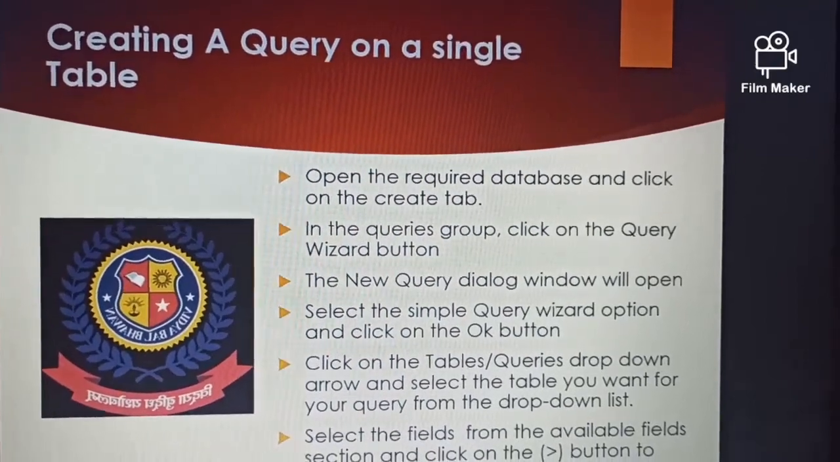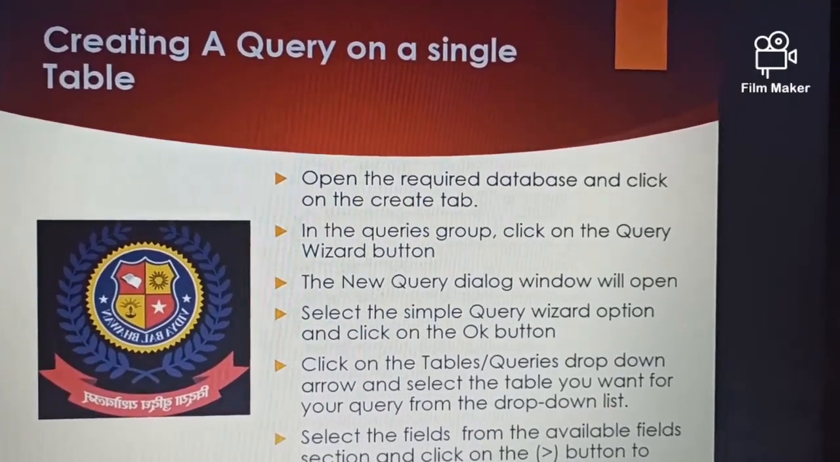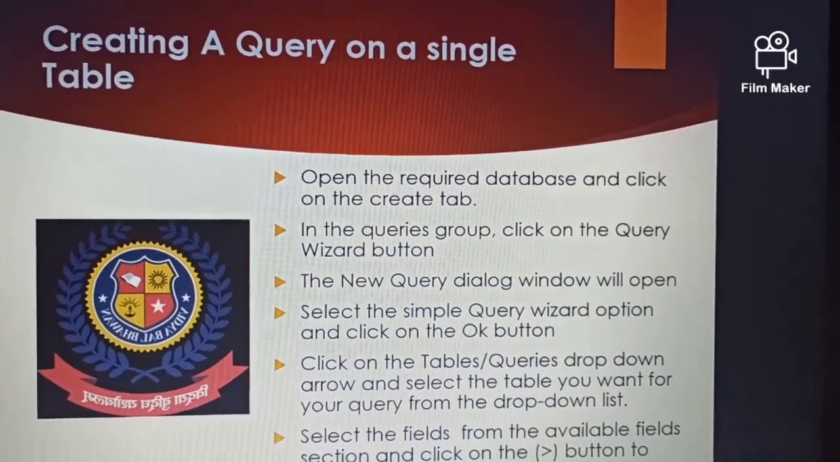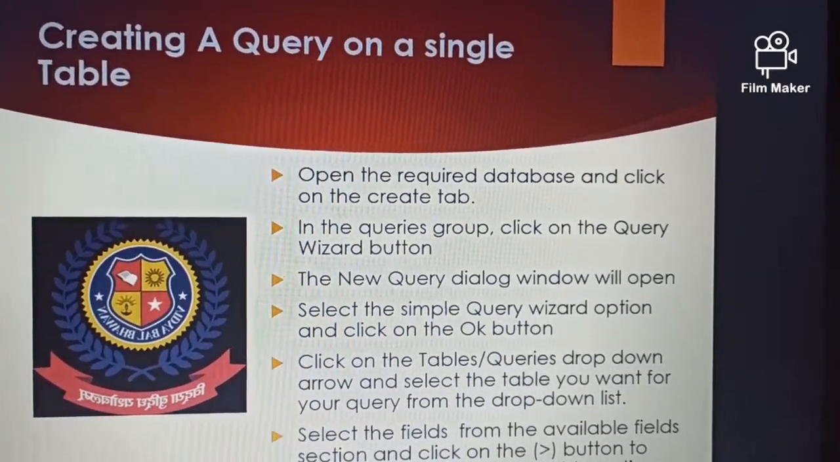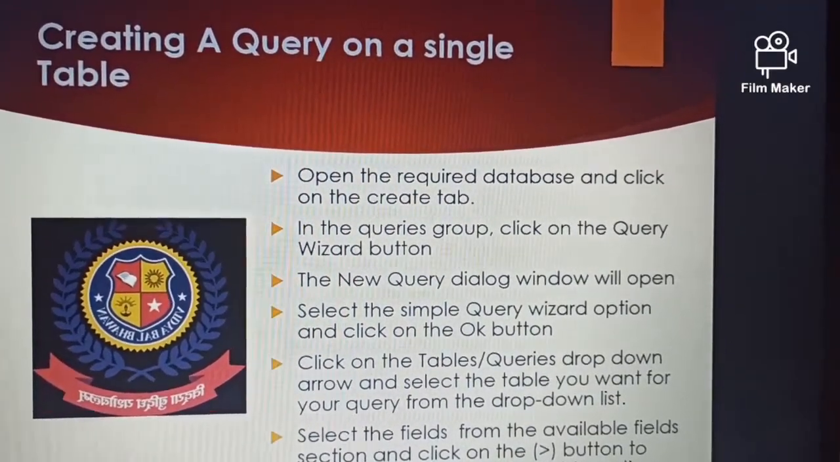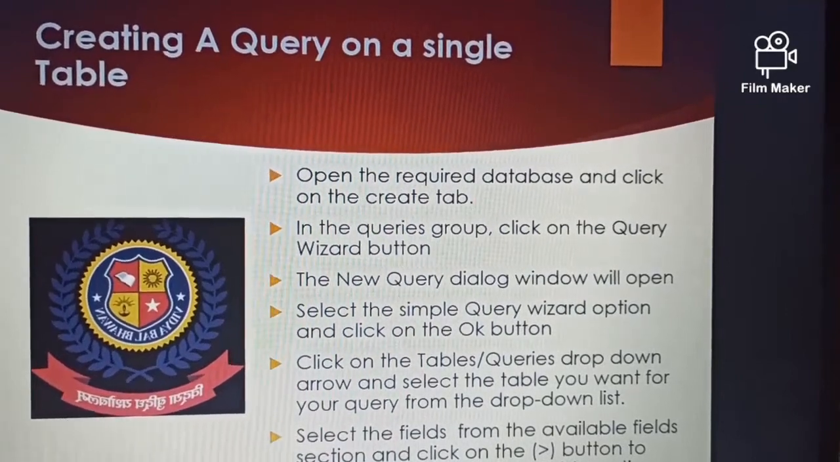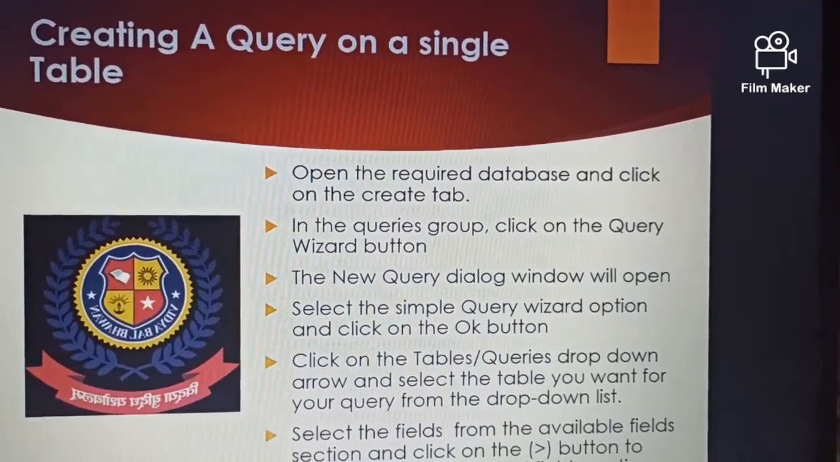So click on the Tables/Queries drop down list and select the table you want your query from the drop down list. Select the field from the Available Fields section and click on this button to transfer it into the Selected Fields section.